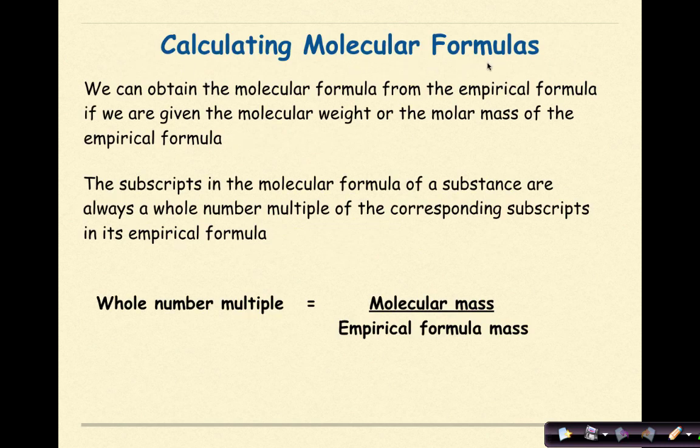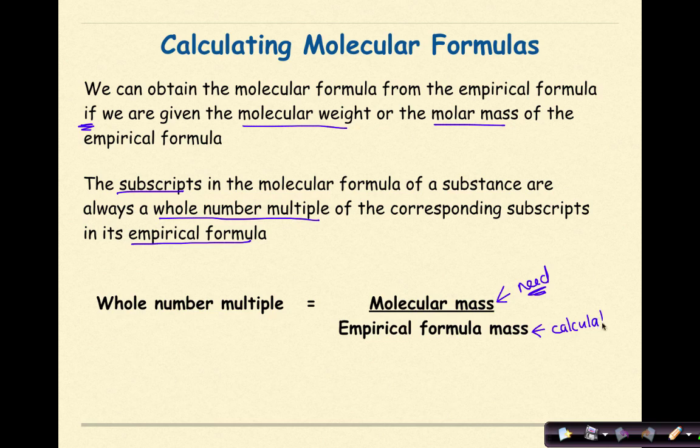Calculating molecular formulas. We can obtain the molecular formula from the empirical formula if we are given the molecular weight or the molar mass of the empirical formula. The subscripts in the molecular formula of a substance are always a whole number multiple of the corresponding subscripts in its empirical formula. So the whole number multiple is going to equal the molecular mass divided by the empirical formula mass. We need this. This needs to be given to us. We can calculate this if we have the empirical formula.